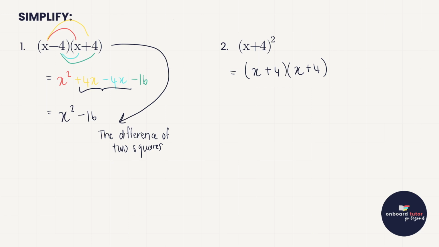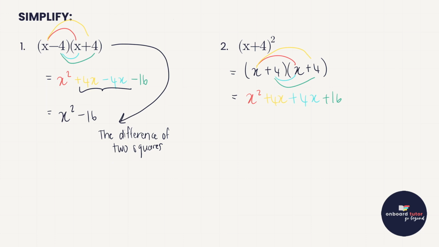Alright, let's see if the same is true here when I am squaring the brackets. So I'm going to FOIL again. I'm going to start with the first terms there. So we've got x times x, which is going to give us x squared. Then the outer, x times positive 4 is positive 4x. The inner terms, 4 times x. And finally, the last terms there, 4 times 4 is 16.